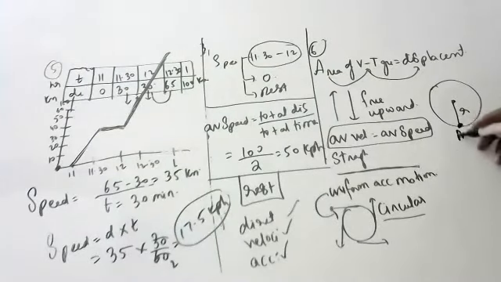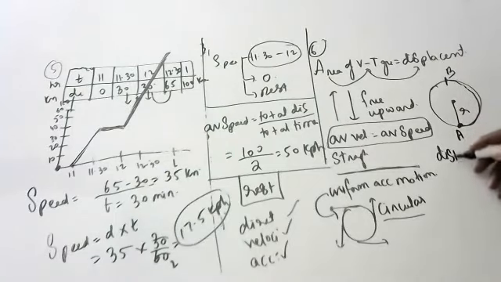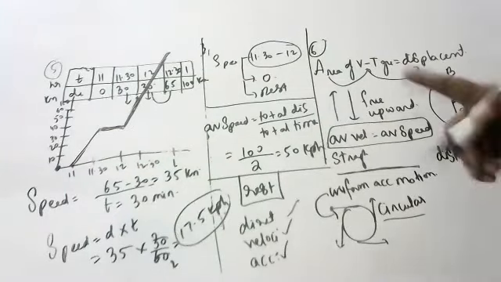After completing half rotation, what is the distance and displacement? What is the distance, anyone? Pi r. 2 pi r is for a full rotation, so for half it is only pi r.